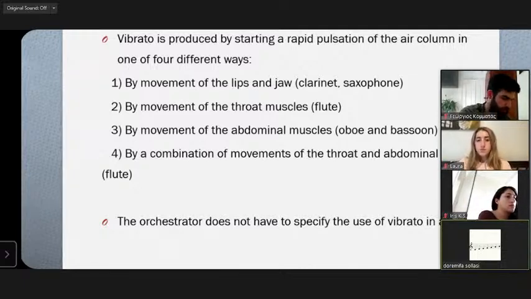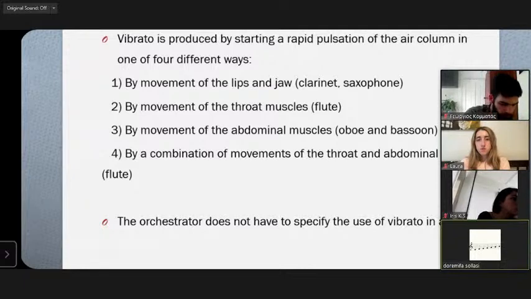In jazz music, depending on the style of jazz, you will hear this a lot. In saxophone players, you can see how they move their jaw. You can see the vibrato clearly.